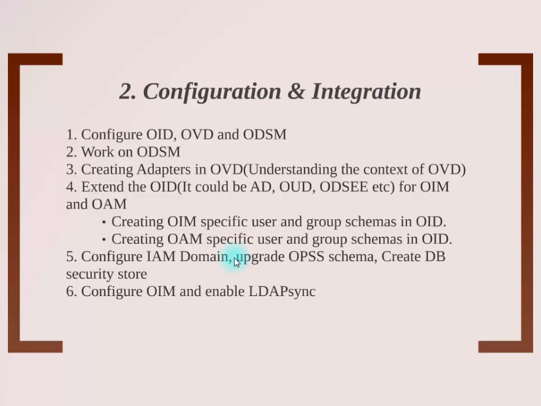We'll also discuss high availability implications at this point of time. We'll also upgrade the OPSS schema. We'll create the database security store. We'll verify whether the database security store is correct or not. Then we will start our servers. We'll start the admin server, OID, OVD. We'll start the SOA server, and finally we will configure OIM.